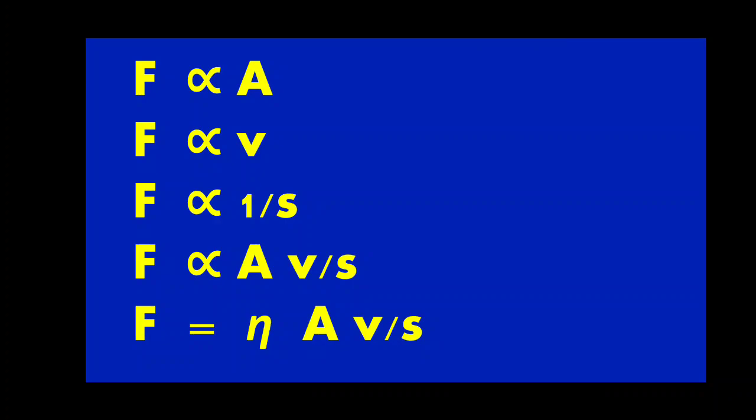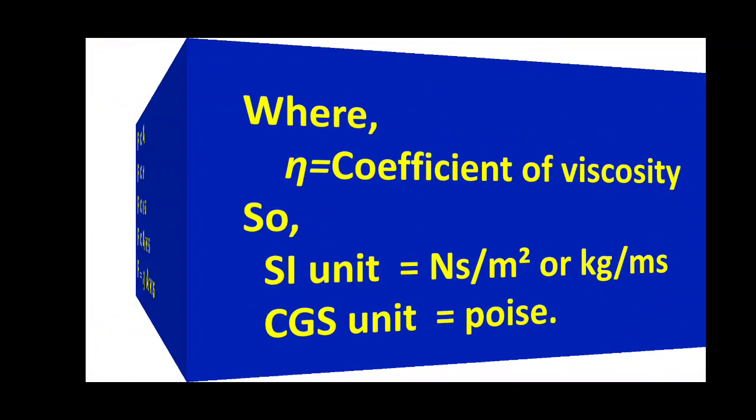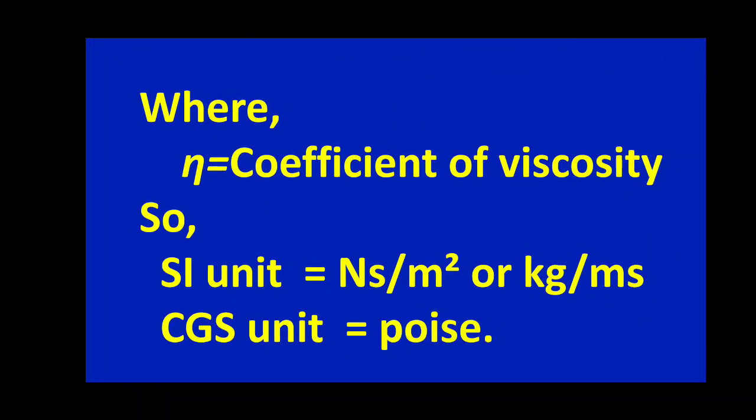So by this you can combine all three and get force is directly proportional to area into velocity divided by distance between the layers. And in order to remove the symbol of proportionality, we replace it by a Greek letter called eta. So force is equal to eta into area into velocity divided by distance between the layers. Eta is nothing but the coefficient of viscosity of the fluid.